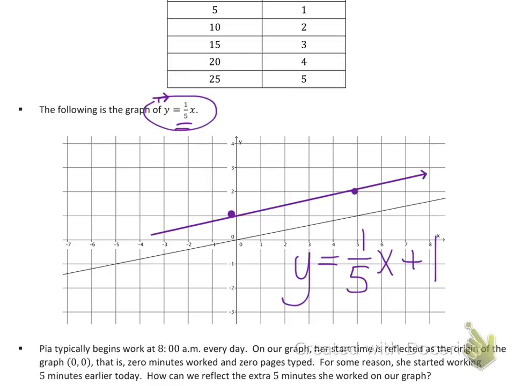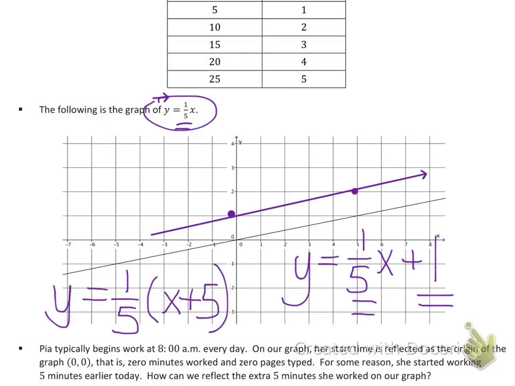when work started. Okay, there's another way we could write this equation, and that looks like this, that y is equal to 1/5 times x plus 5. And so this is really just factoring a 1/5 out of the rest of this equation. And you'll notice that if you use the distributive property, you go from this equation to this equation, because 1/5 times 5 is 1, and you'd have 1/5 x.